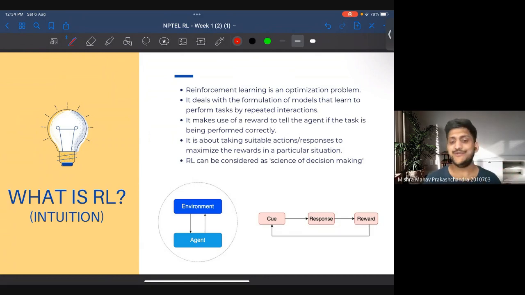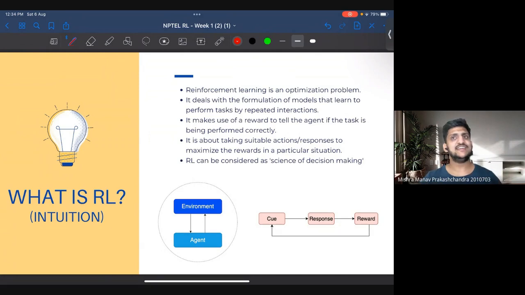So RL intuitively can be considered the science of decision making. If you look at the image here, I'll give a quick overview. RL is a to-and-fro interaction between the agent and the environment. The environment gives the agent states.